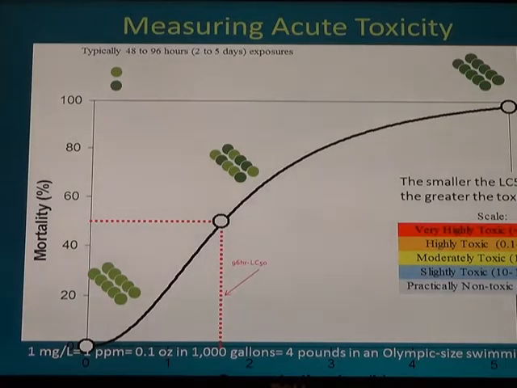The smaller the LC50 value, the greater the toxicity, or the more sensitive that species or animal is, okay? So something where you get an LC50 of less than 0.1 would be considered very highly toxic, whereas an LC50 of 10 to 100 milligrams per liter would be considered slightly toxic. Okay, so it's just a scale of relativity that I wanted to show you here.